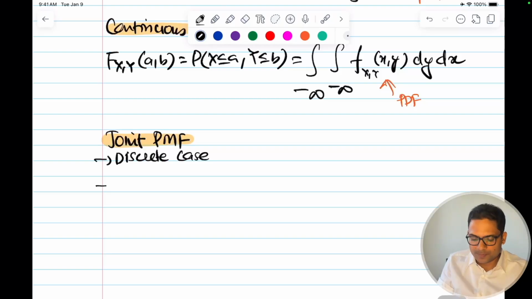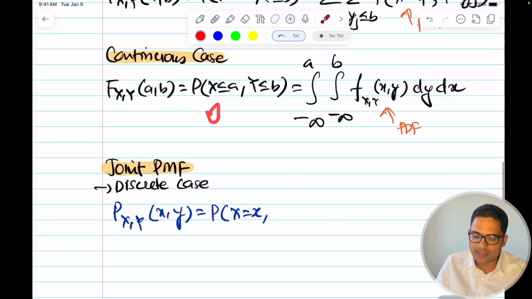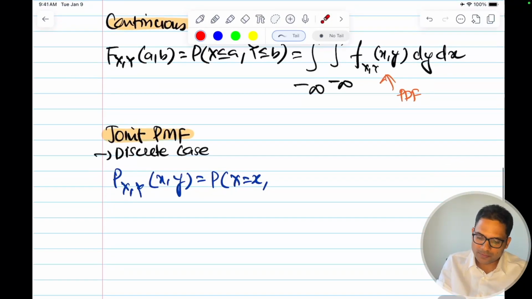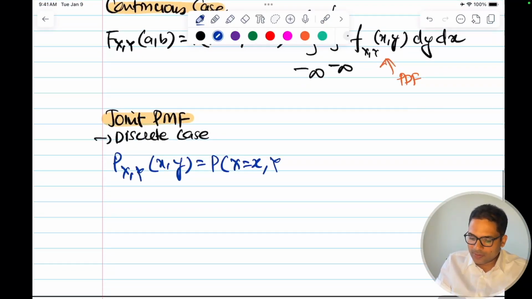The formula will be the probability of x comma y is equal to the probability of X is equal to x and Y is equal to y. Okay, so PMF is at a particular point, CDF is the cumulative, the running sum of all the values. PMF is at a particular point because we have these points, right? Remember that.